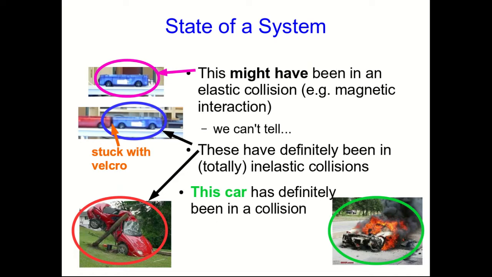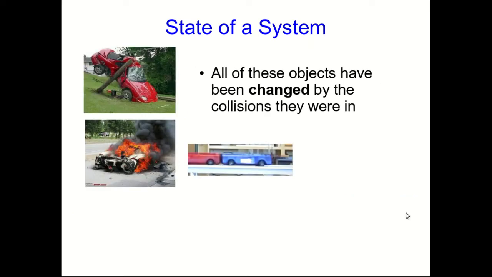Well, how about this one? This car's definitely been in a collision. Think about it. Was that collision elastic? Do you think it bounced off with the same relative speed after the collision that it had before? There's a pattern to be seen here. All of these objects, the two cars and the cart that stuck to the other cart, have been changed in some way by the collision they were in.